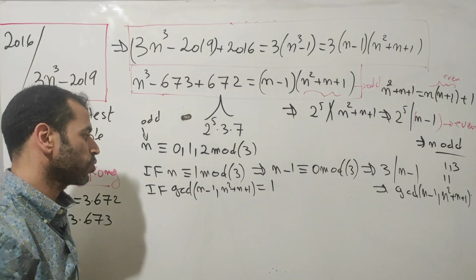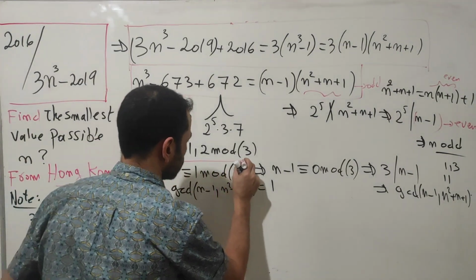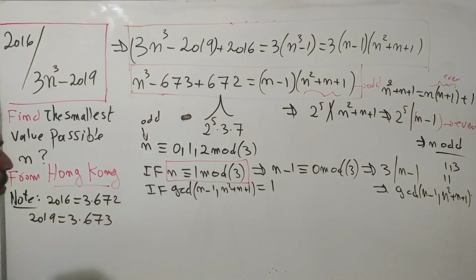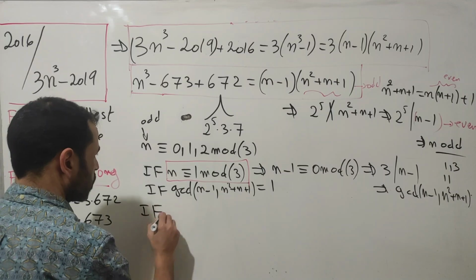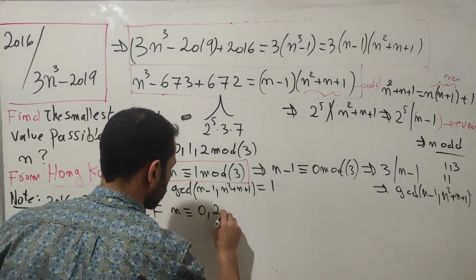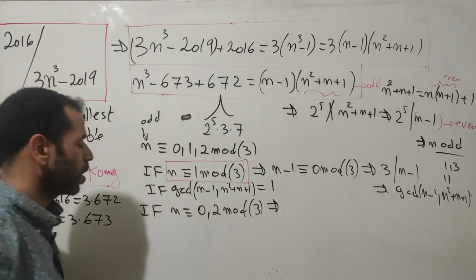What we have contradicted is just the GCD. I'm not talking about this one. This one maybe is true. We don't know yet. Let's check if n is congruent to 0 or 2 mod 3. What is going to happen here?